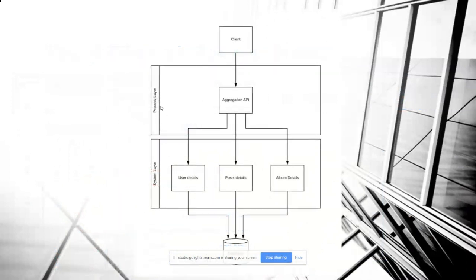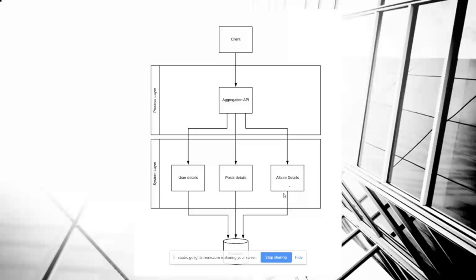I've created a two layer diagram. For the demo I've just created two layers. Normally we have system layer, process layer, and experience layer, but for this demo I've created just two. So here is the complete architecture. The system layer will have three APIs: user detail, post, and album.